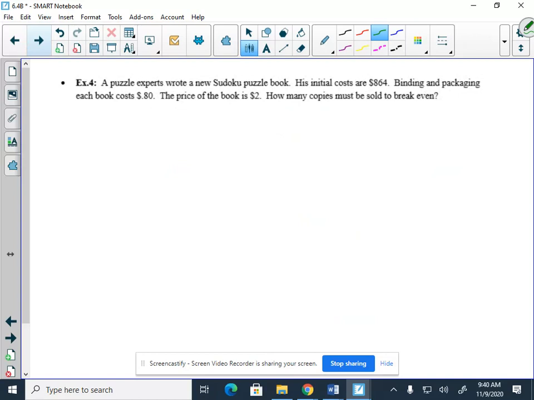Okay, Puzzle Expert wrote new Sudoku puzzle book. His initial costs are $864. Now I'm going to do this one in the order they come. It costs him $864, so that's subtract $864, right? Out of his pocket. Binding and packaging costs 80 cents. So it says how many copies, so we could say how many books. B is the number of books that we're going to look at. We could go copies, so we could go C. But each time he makes a book, it costs him 80 cents for a book.